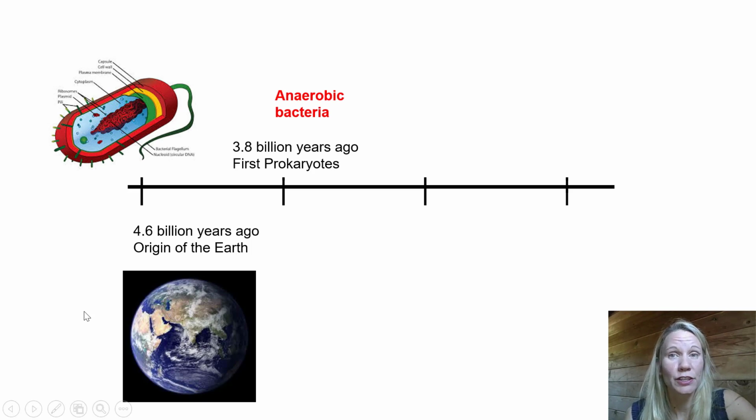So it's recognized that the first cells on Earth were bacteria. And specifically, we classify these cells as anaerobic. That word means surviving without oxygen. And this was important, of course, because the atmosphere of early Earth did not have oxygen. So timeline here, we are about 1 billion years after the origin of Earth, about 3.8 billion years ago, the first cells, the first prokaryotes, which were bacteria.